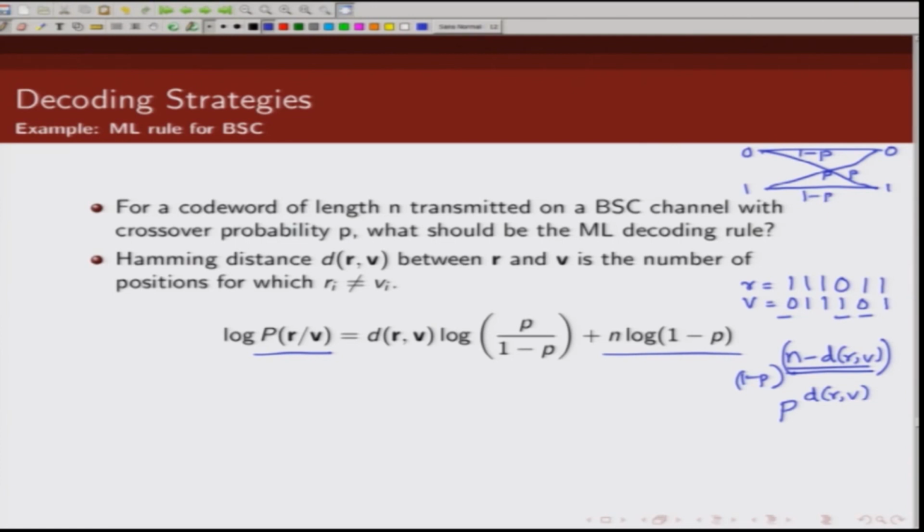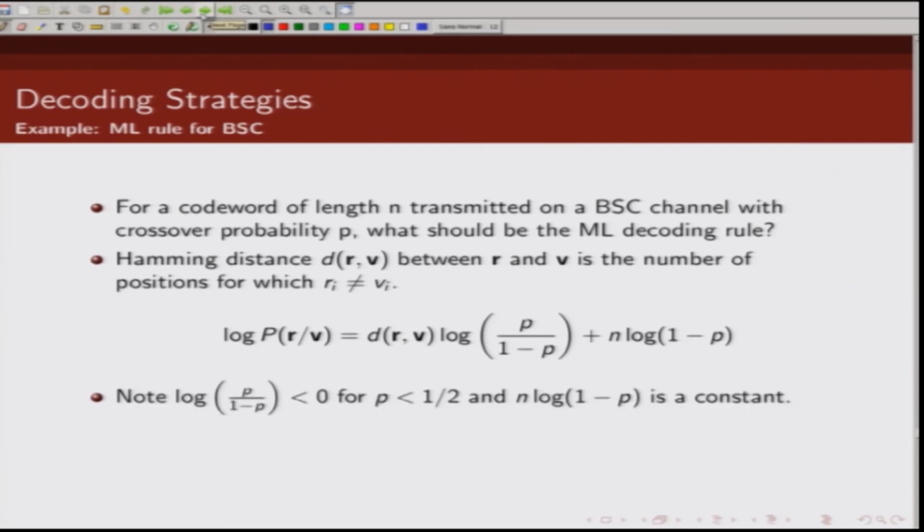In other words, we should choose a code word v in such a way that d(r,v) is minimized. When d(r,v) is minimized, then only minus of d(r,v) will be maximized. So, that is what we are saying here. Log of p by 1 minus p is less than 0, so this will be a negative quantity. When you want to maximize a negative quantity, this term should be as small as possible, and this term does not depend on selection of v.